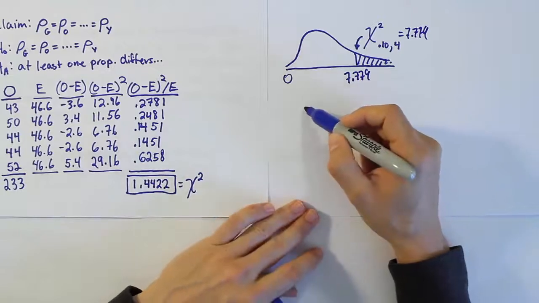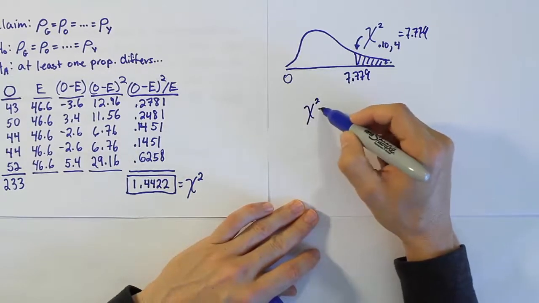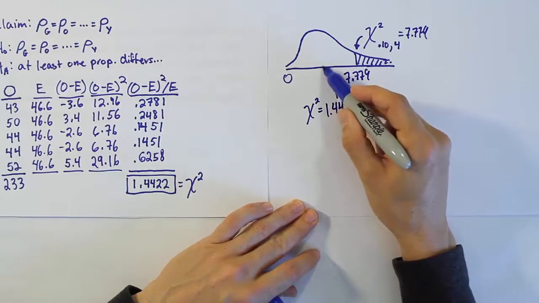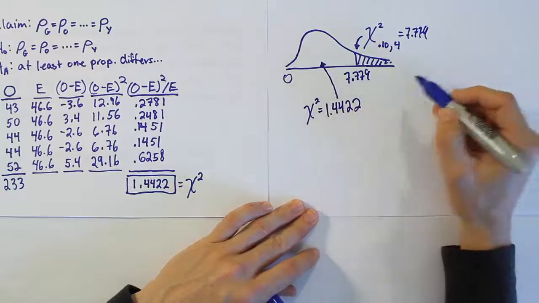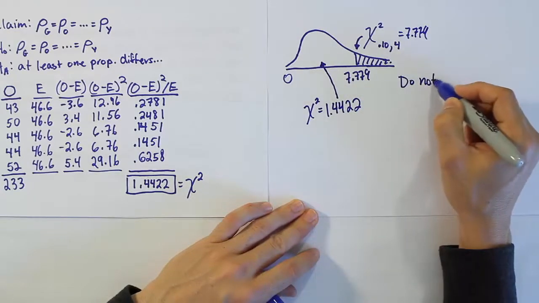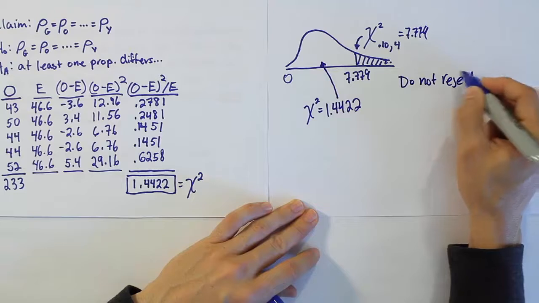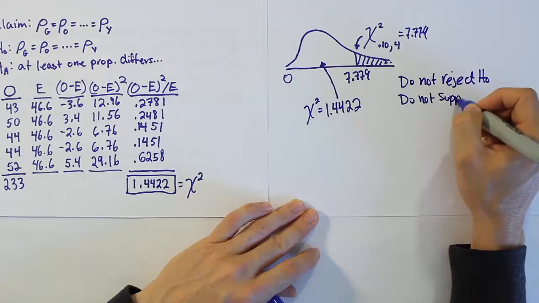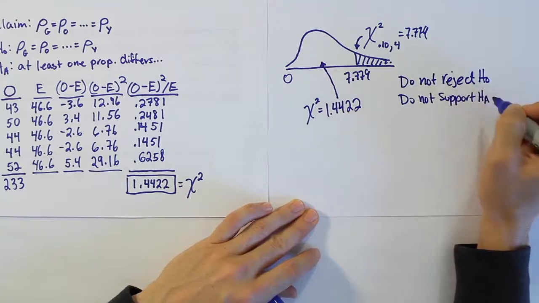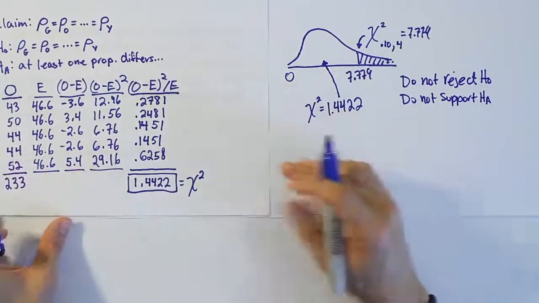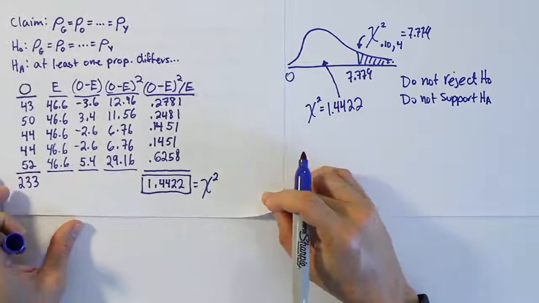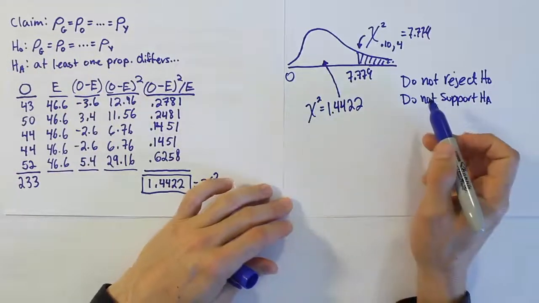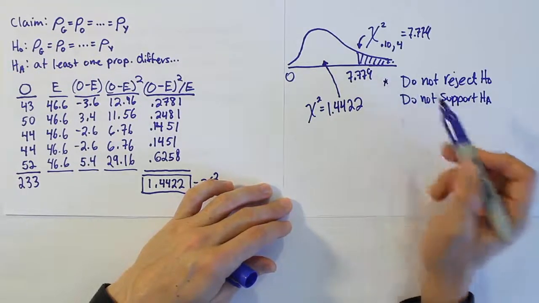Now, basically that means that our chi-squared test stat is going to be in the do not reject region, right? Because this value clearly lands in here somewhere, in the white space. So we'll say do not reject H0, and therefore do not support HA. Now, if you look back at our original work here, you can see that our claim in the problem was the same as H0. So we're saying do not reject H0. So do not reject the company's claim.